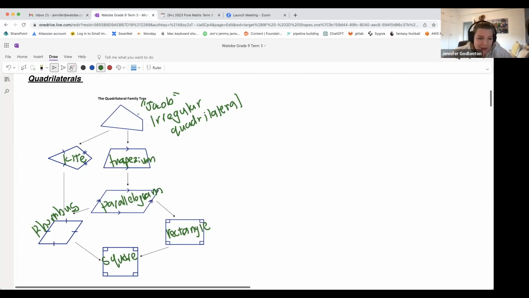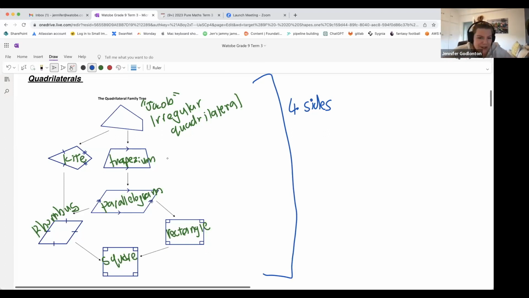Now, the cool thing about this is that as we move down this family tree, things get a little bit more intense. Can you tell me something that all of these shapes, in the entire family tree, have in common? And it's a nice, easy answer, so don't think you're wrong if you think the answer is easy. What do all of them have in common? Exactly. They have got four sides, because they are all quadrilaterals. So that's something that they all have in common.